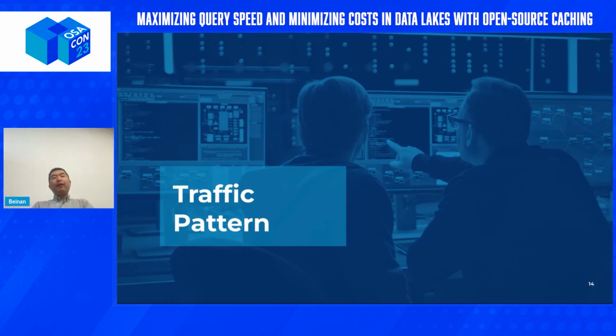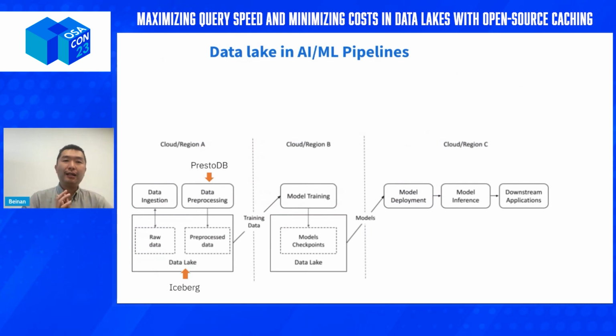Okay, before we go into the technical details or the benefits, I would like to share about the traffic pattern of your analytics and machine learning workloads. I will use an example. Actually, this one is the real architecture from one of our real open source users. They have multiple data centers. They are running their machine learning pipelines in multiple regions. In some regions, it's closer to their data warehouse. They are doing the data ingestion and the pre-processing.